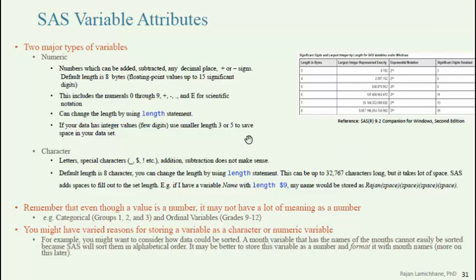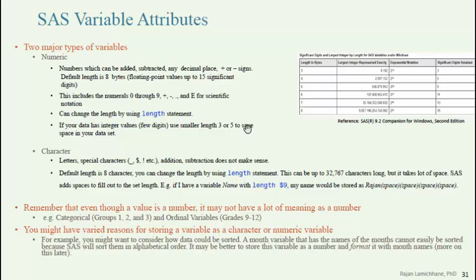SAS character values are letters or some special characters, a combination of numbers and letters and so on, and these values actually do not make any sense when you add or subtract. For example, if you have months, then adding January plus February doesn't make sense. And colors, red, blue, white, when you add them in data, it doesn't make sense.